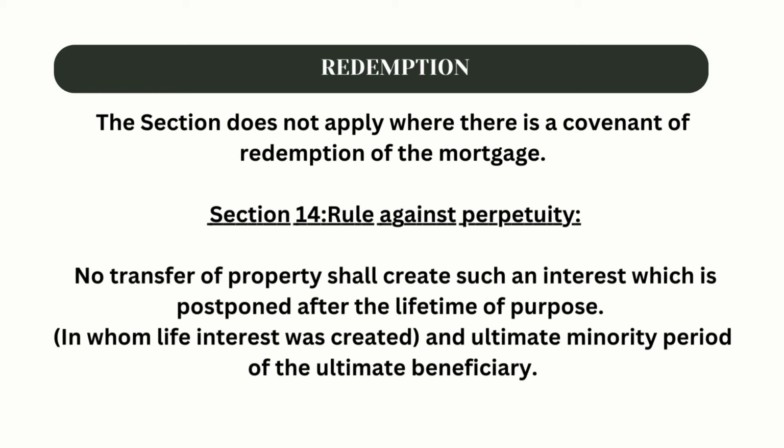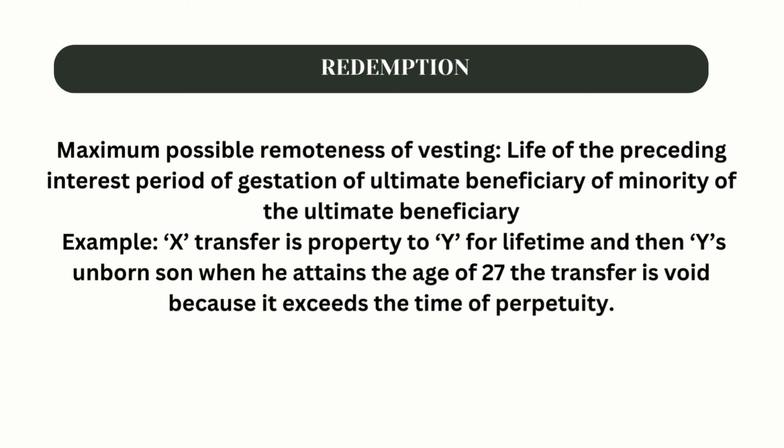Section 14, rule against perpetuity. No transfer of property shall create an interest which is postponed beyond the lifetime of the person in whom life interest was created, plus the ultimate minority period of the ultimate beneficiary. Maximum possible remoteness: the life of the preceding interest holder, the period of gestation, and the minority of the ultimate beneficiary.